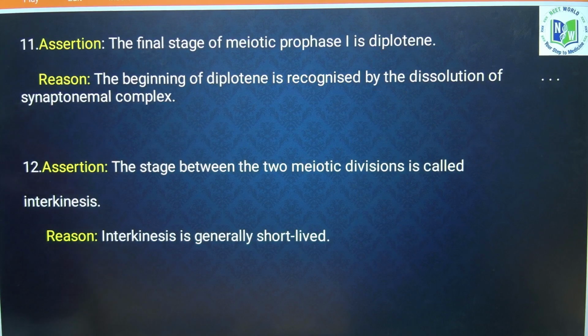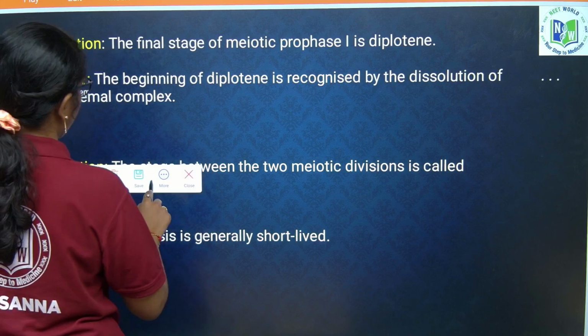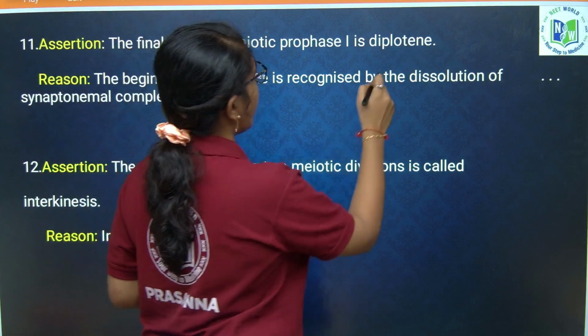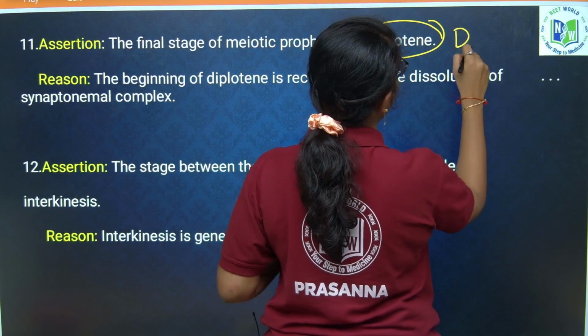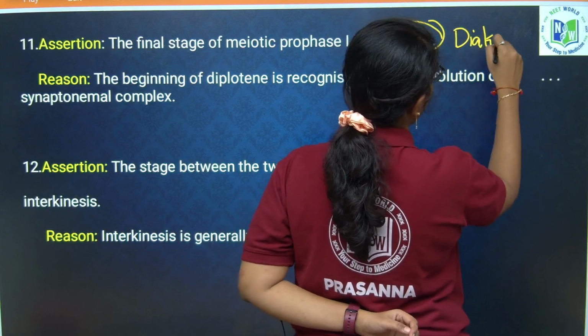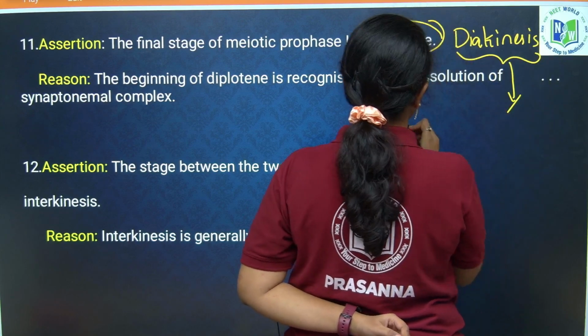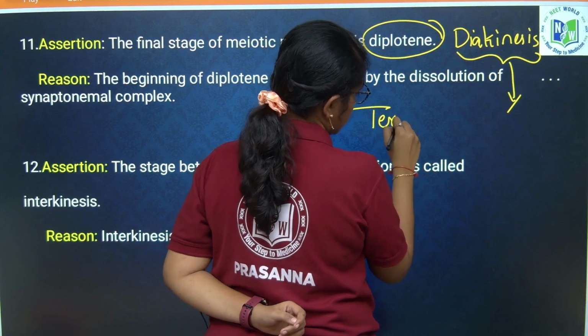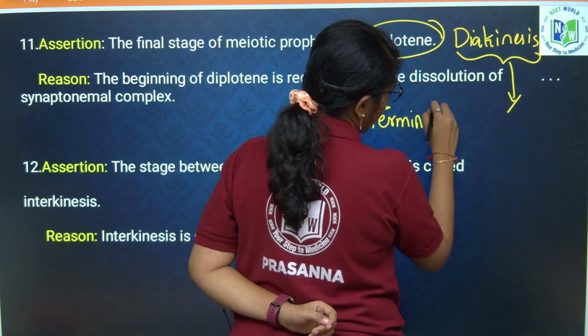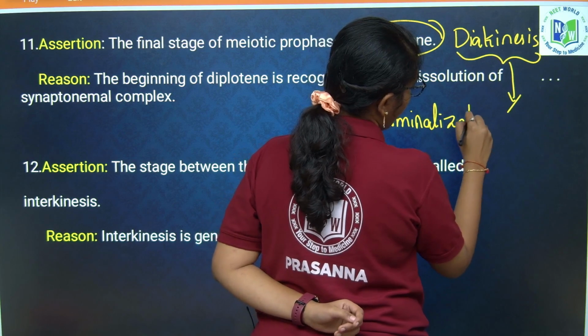Here, the final stage of meiotic prophase 1 is diplotene. Wrong. The final stage of meiotic prophase 1 is diakinesis, wherein terminalization of chiasmata occurs.